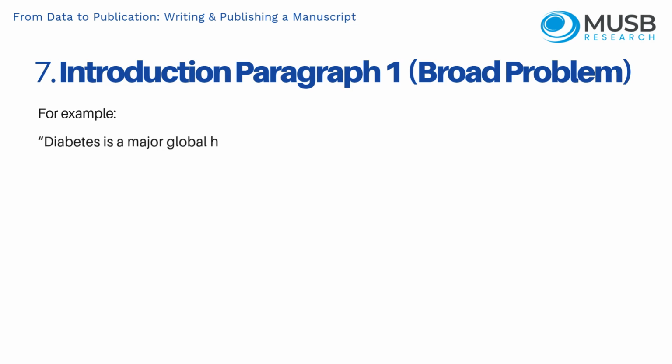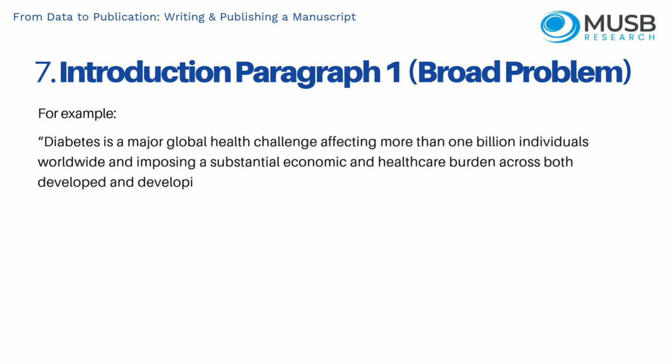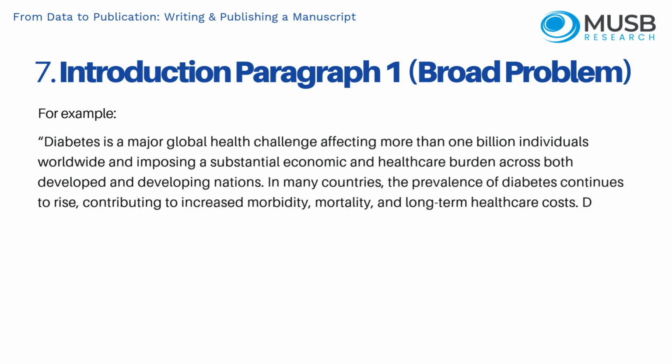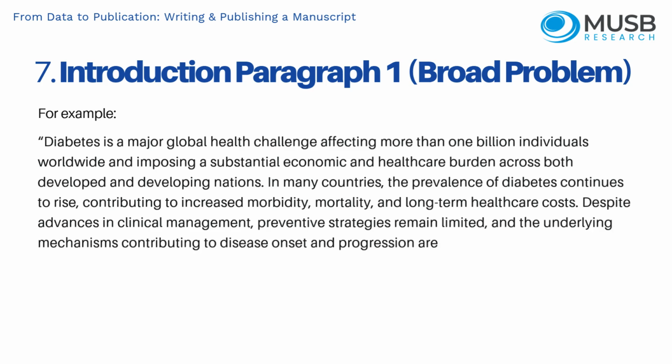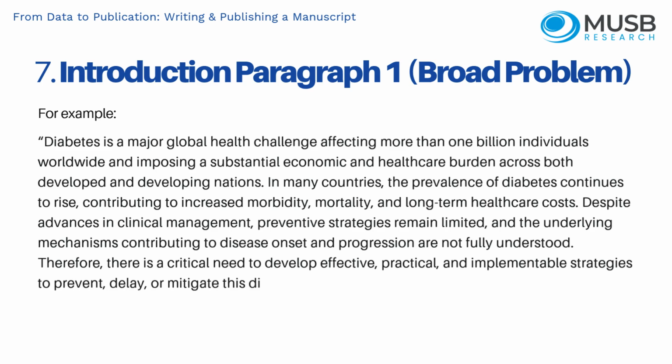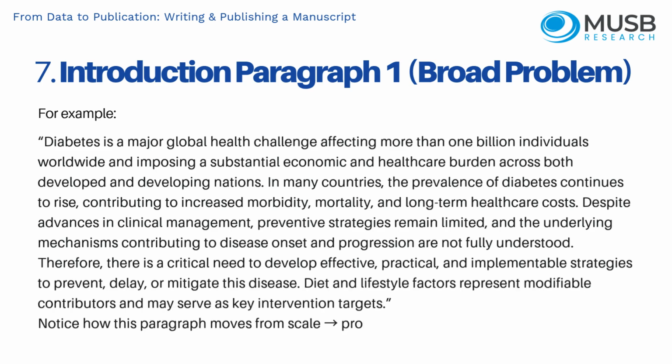For example, diabetes is a major global health challenge affecting more than 1 billion individuals worldwide and imposing a substantial economic and healthcare burden across both developed and developing nations. In many countries, the prevalence of diabetes continues to rise, contributing to increased morbidity, mortality, and long-term healthcare costs. Despite advances in clinical management, preventive strategies remain limited, and the underlying mechanisms contributing to disease onset and progression are not fully understood. Therefore, there is a critical need to develop effective, practical, and implementable strategies to prevent, delay, or mitigate this disease. Diet and lifestyle factors represent modifiable contributors and may serve as key intervention targets.